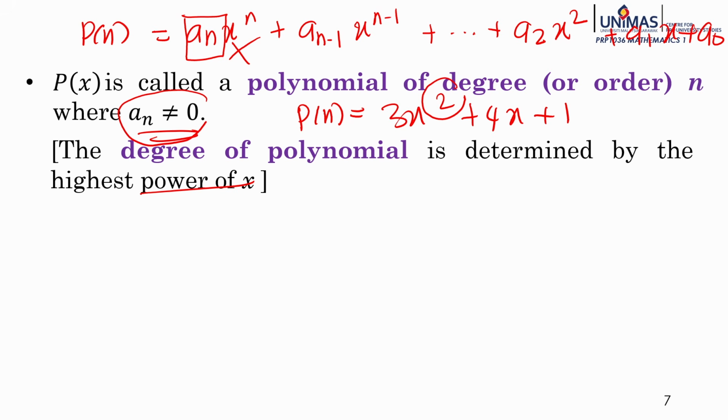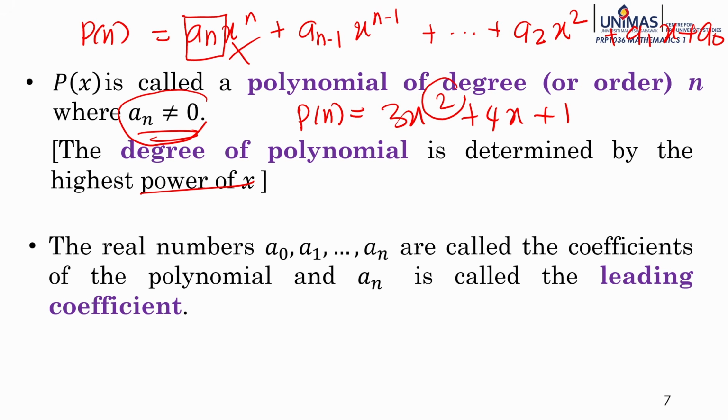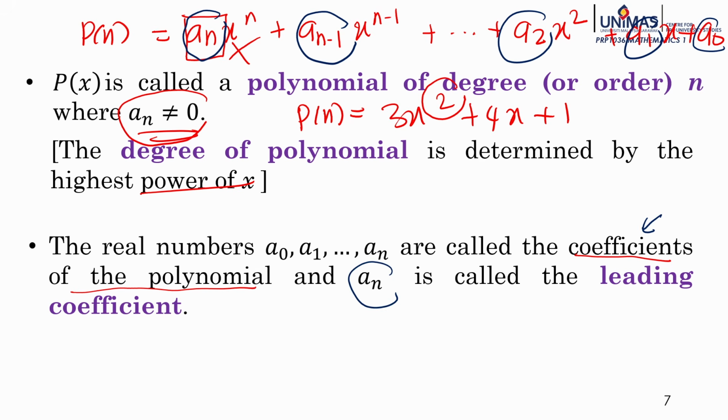Next, the real numbers a_0, a_1, up to a_n are called the coefficients of the polynomial. You can see them here in different colors: a_2, a_1, a_0 are called the coefficients of the polynomial, and a_n is called the leading coefficient. The leading coefficient is the one with the highest power.